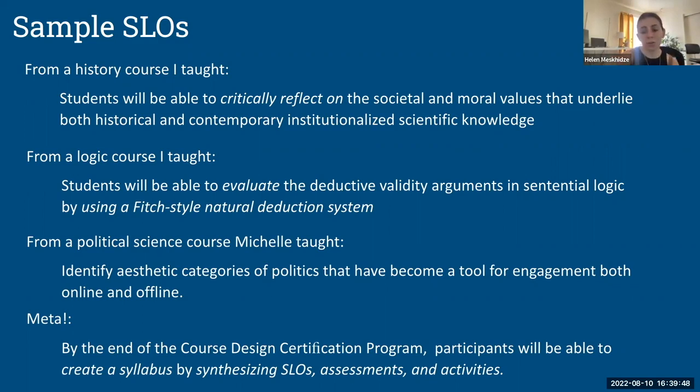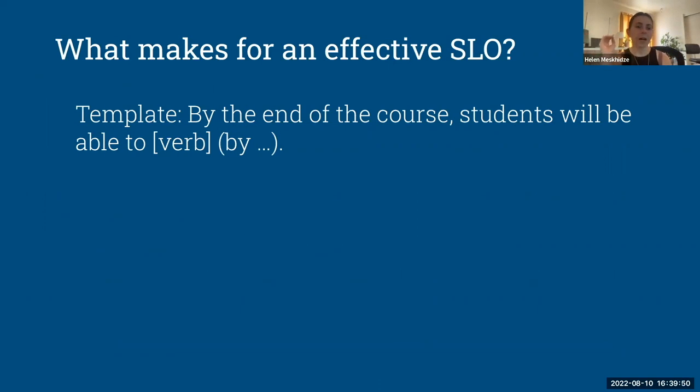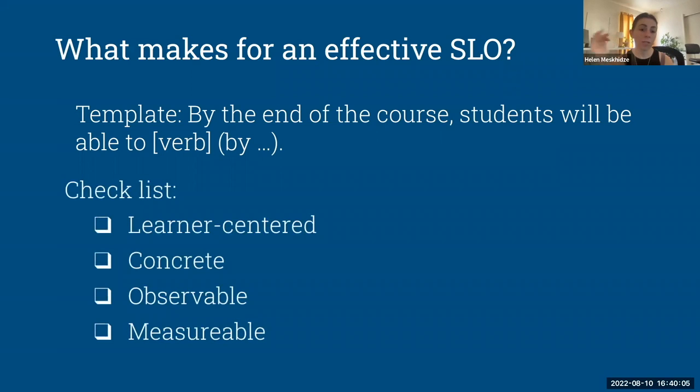Okay, so we have a working template. What makes for an effective SLO? Here's the template. By the end of the course, students will be able to do something, and you can also include "by completing something." And that's the general template we work with. Once you have an example one written, or some written that you want to use in your course, you can check: is it learner-centered? Is it concrete? Is it observable? And is it measurable?